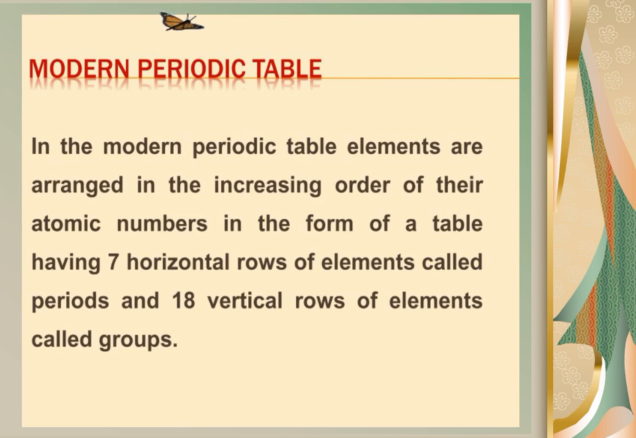Modern periodic table. In the modern periodic table, elements are arranged in the increasing order of their atomic number in the form of a table having 7 horizontal rows of elements called periods and 18 vertical rows of elements called groups.